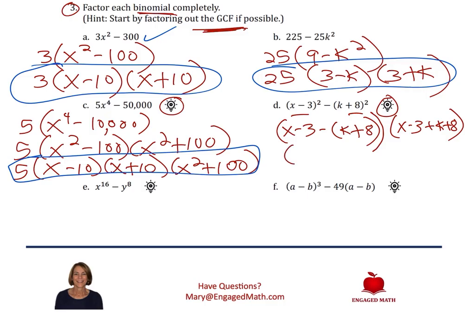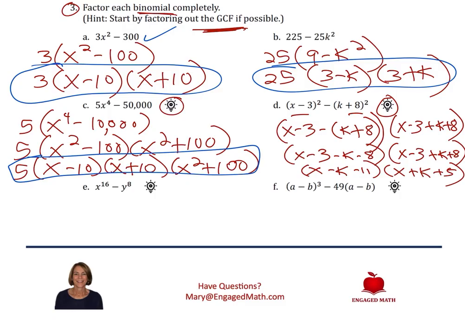So now I'm going to rewrite this nice and neatly, x minus 3 minus k minus 8, and this becomes x minus 3 plus k plus 8. Now when we combine our like terms, we simply have x minus k minus 11, and over here we have x plus k plus 5. Done.